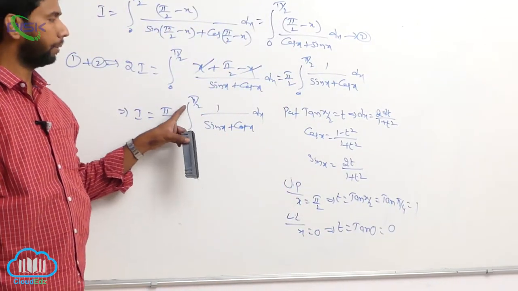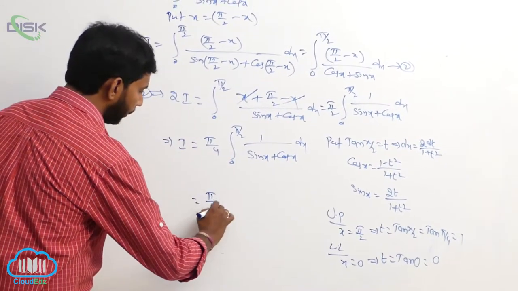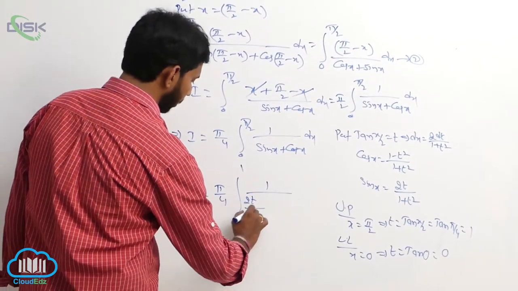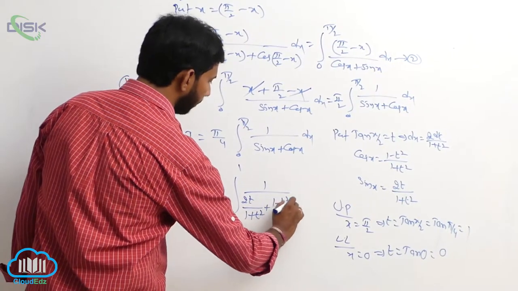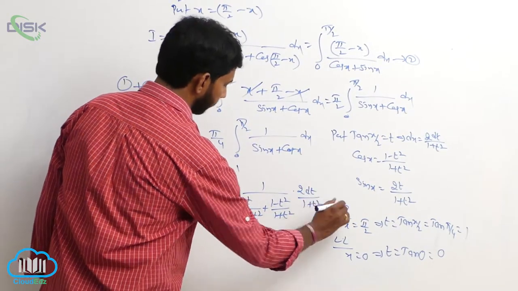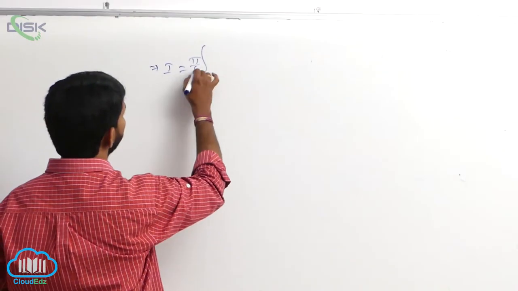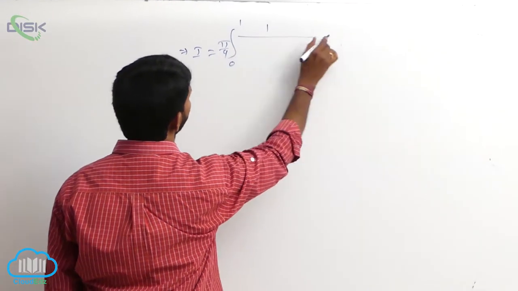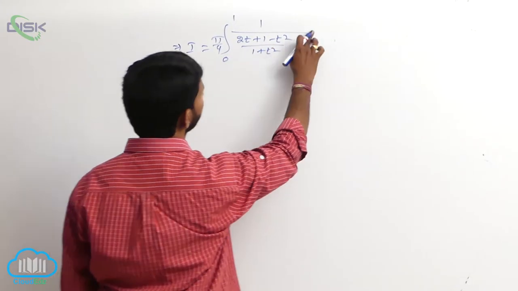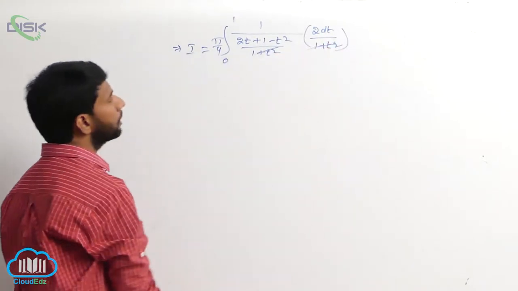Substitute the upper limit and lower limit, and the values of sin x, cos x and dx. It is pi by 4 into integral 0 to 1, 1 by 2t by 1 plus t square plus 1 minus t square by 1 plus t square, into 2 dt by 1 plus t square. After LCM, 2t plus 1 minus t square by 1 plus t square, into 2 dt by 1 plus t square. Here 1 plus t square, 1 plus t square cancel.